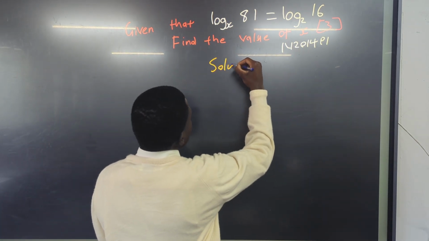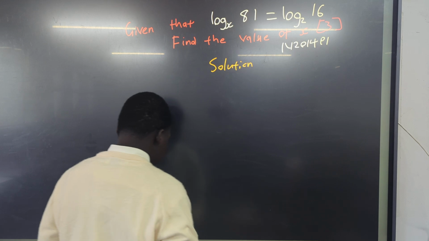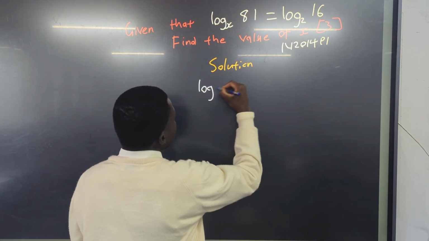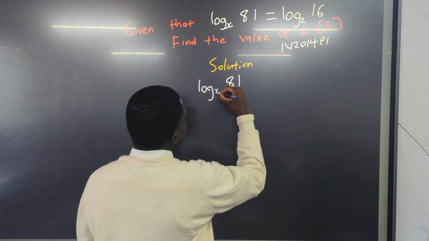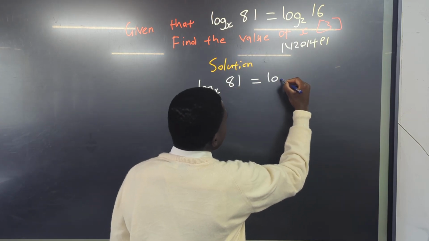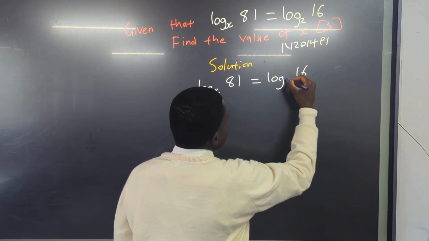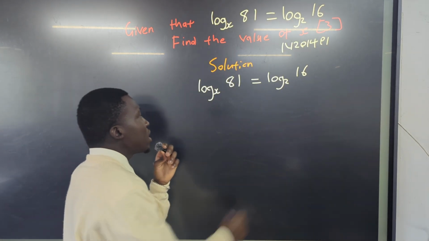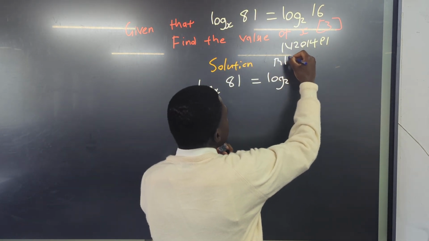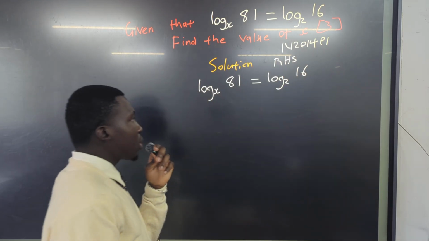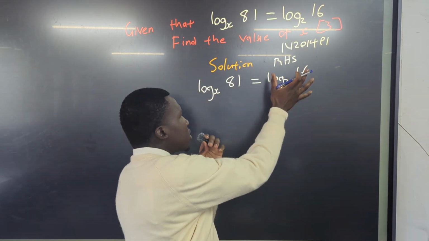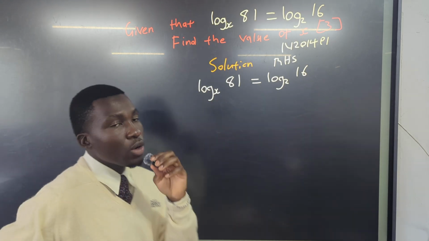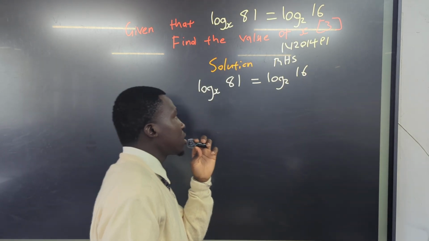So for our solution, our question is giving us that the log of 81 base x is equal to the log of 16 base 2. Let's first start by dealing with the right hand side. We're starting with the right hand side because we can work out this value, and after that we'll reverse the logarithm to find the value of x.